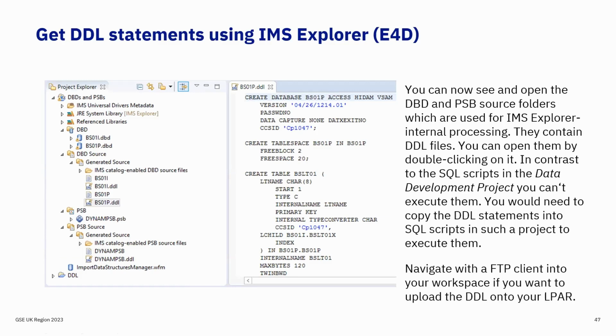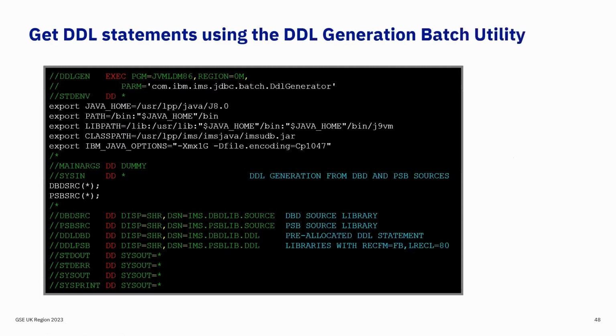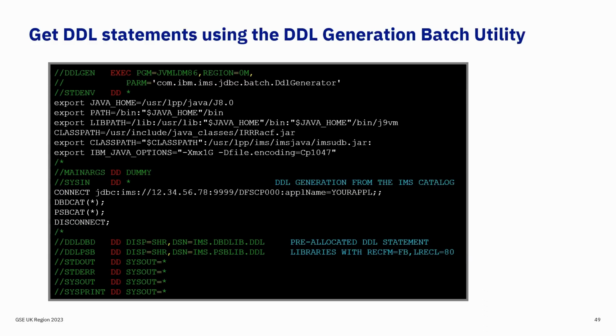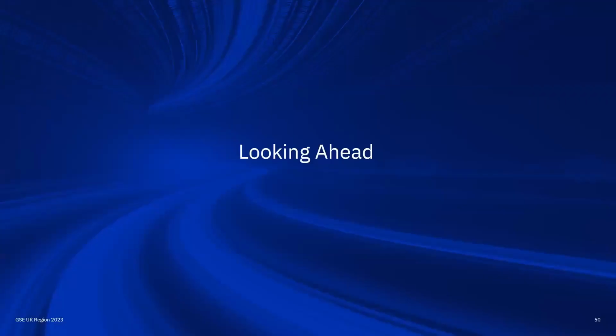They're probably dead, but you can now just at the touch of a button create the DDL system. There's also the DDL generation batch utility, and that utility can generate the DDL for you. It can generate the DDL from DBD and PSB source, and that's what I'm showing here in this JCL. Or you can have the DDL generation batch utility generate the DDL from the IMS catalog, right? So that's another way that you can generate a DDL for your existing DBDs and PSBs.